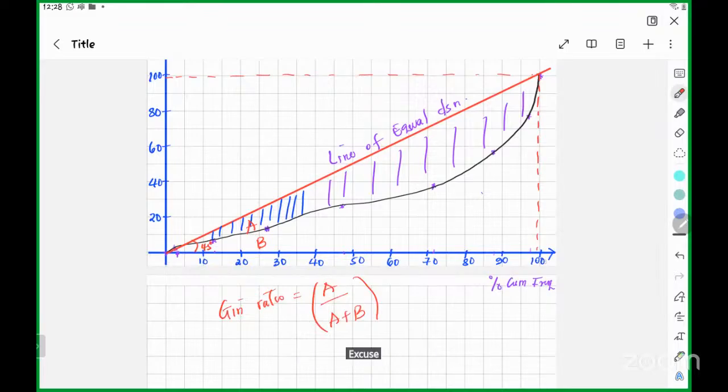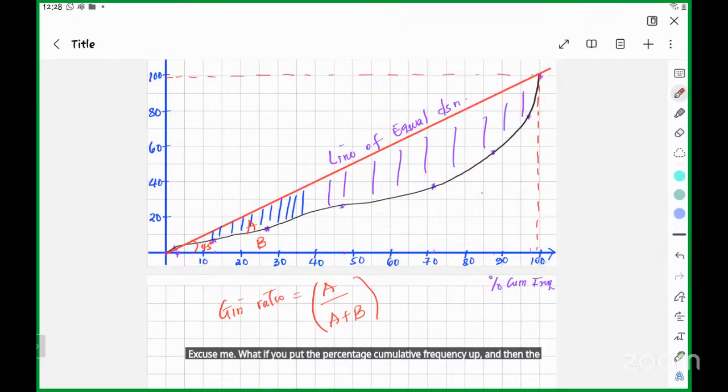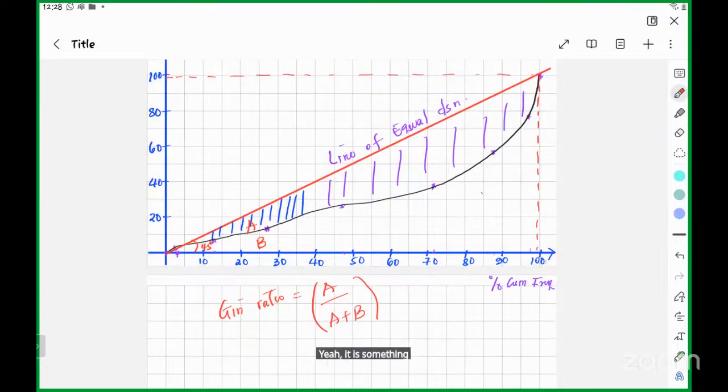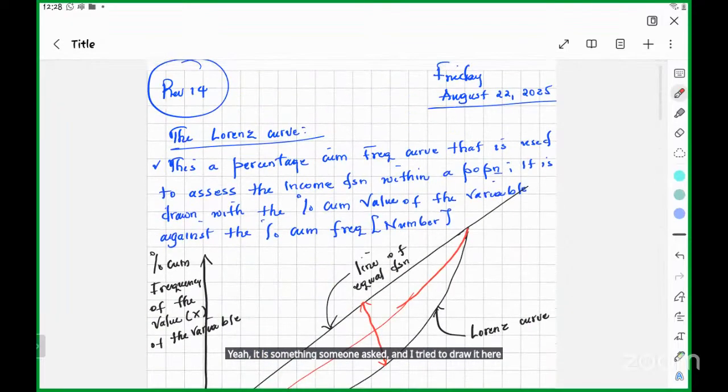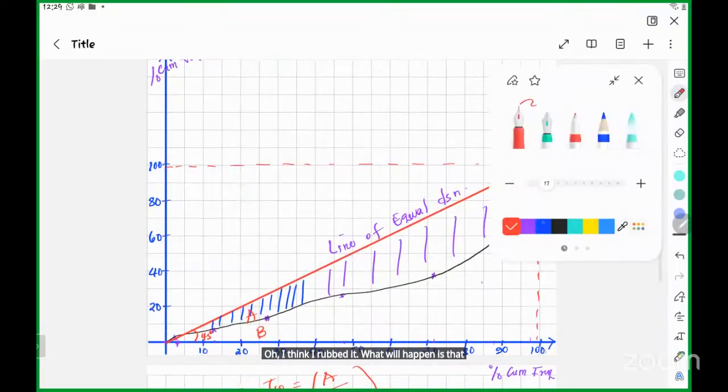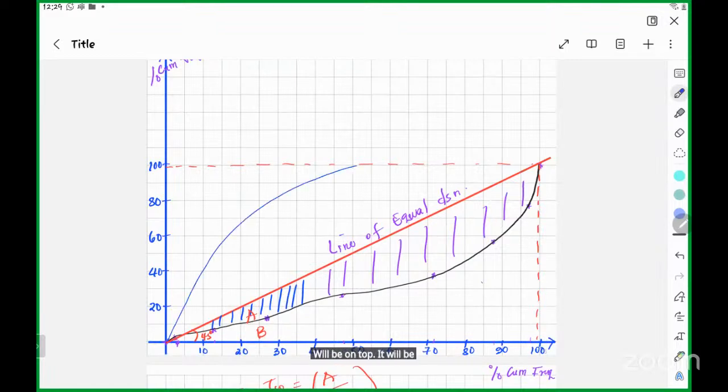Excuse me, sir. What if you put the percentage cumulative frequency up and then the cumulative frequency for the value down? It is something someone asked, and I tried to draw it here. What will happen is that your Lorentz curve will be on top. It will be that way. And that's why I was saying that the discretion now is to the examiner to either give you a mark or not.